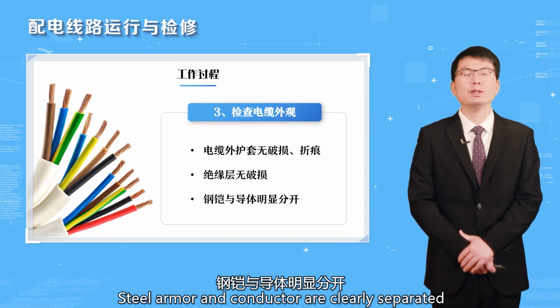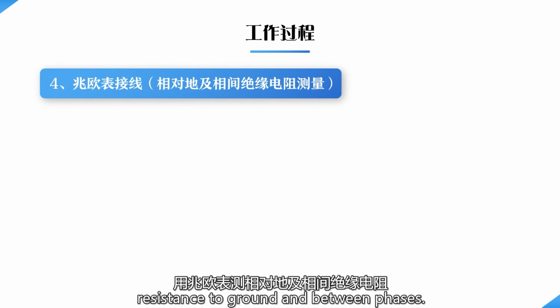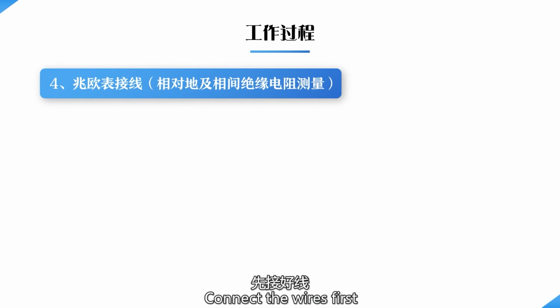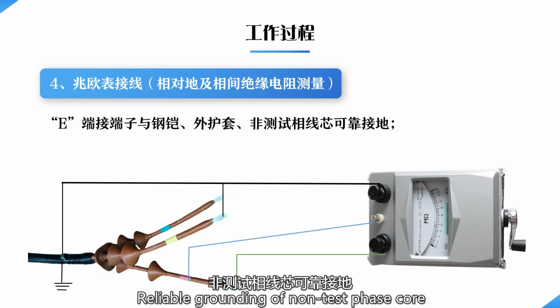Steel armor and conductor are clearly separated. Use the megohmmeter to measure insulation resistance to ground and between phases. Connect the wires first: the E terminal to the steel armor, for reliable grounding of the non-test phase core.